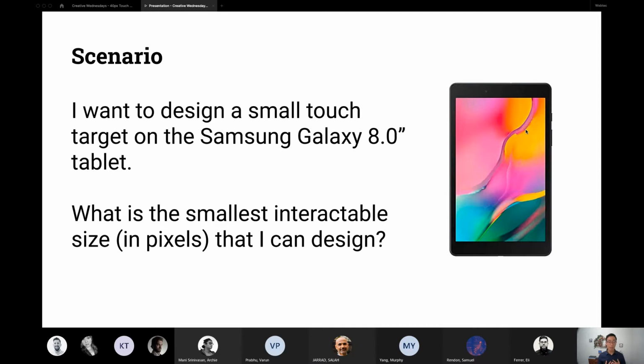So I was given the task of designing for this particular device, and I needed to know what is the smallest size in pixels of a component I should make. So if I'm designing a button, should I just make it 40 pixels and just move on? Or should I actually make sure that I'm getting that 1 centimeter by 1 centimeter size for the components that I design?